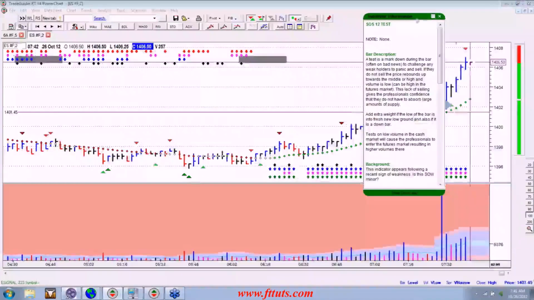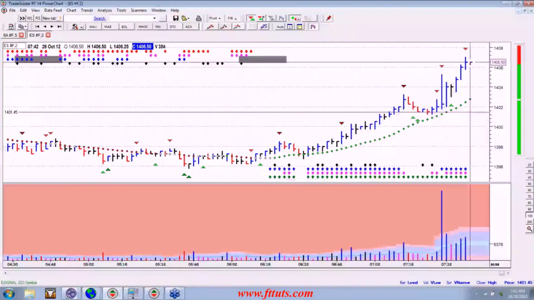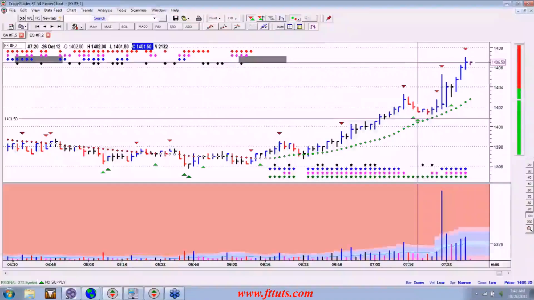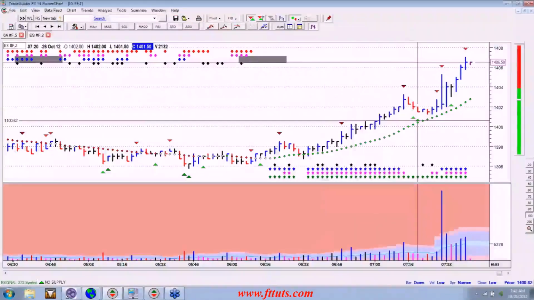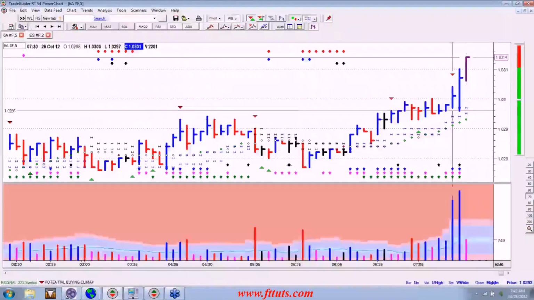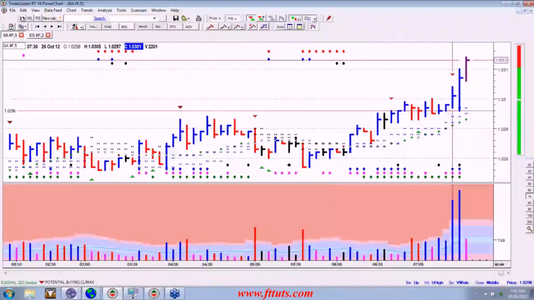Okay, so what have we seen here? We've seen strength in the S&P. We've got no supply in a rising market. Look, perfect. The Aussie dollar has just taken off, just as David said it would.